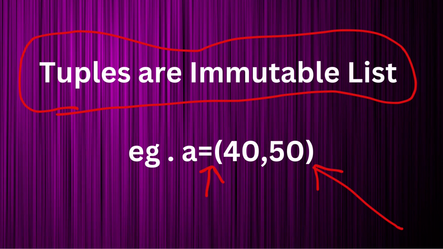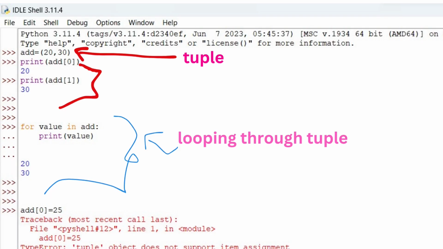Okay, so it is just like a list. We have to use parentheses instead of square brackets. Okay, in list we use square brackets, right? Here in tuples we have to use parentheses. So we can access elements in a tuple using its index number, like it starts from 0 and 1.